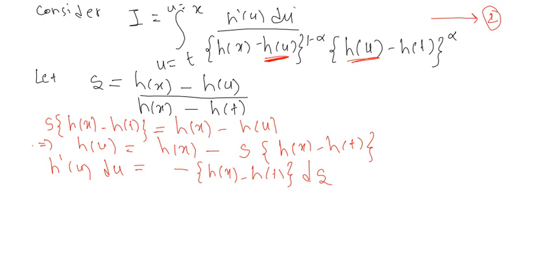and when u is equal to t, s is equal to what? So when u is equal to t, what will happen to s? See here in equation 3. When u is equal to t, s will be equal to 1. And when u is equal to x, s will be equal to 0. So we will have to substitute all these things in I. So what we will get? So I will be equal to integral from 1 to 0.